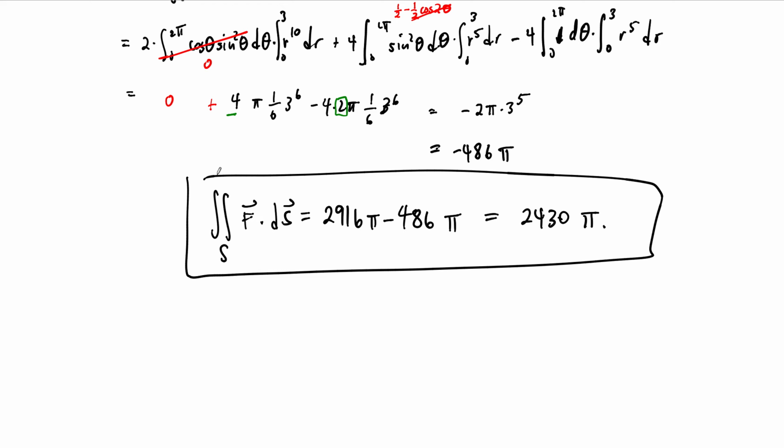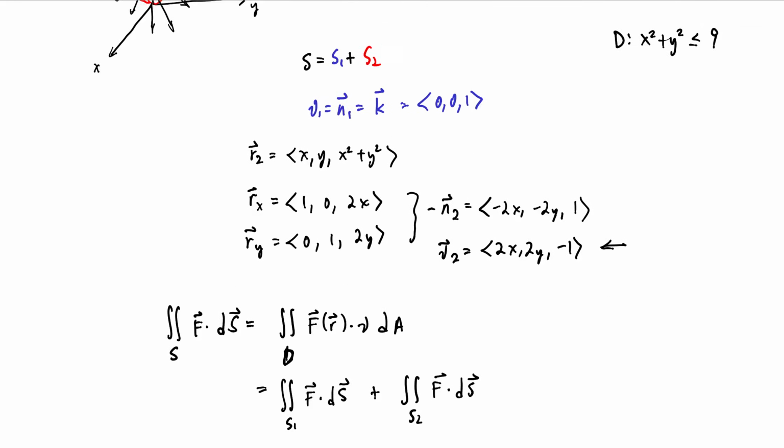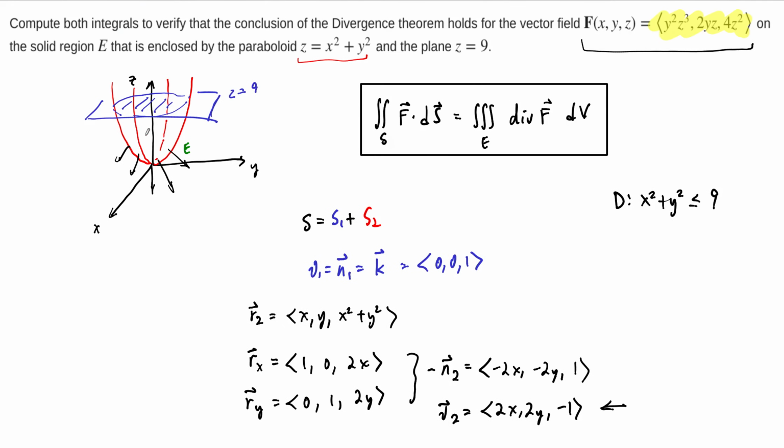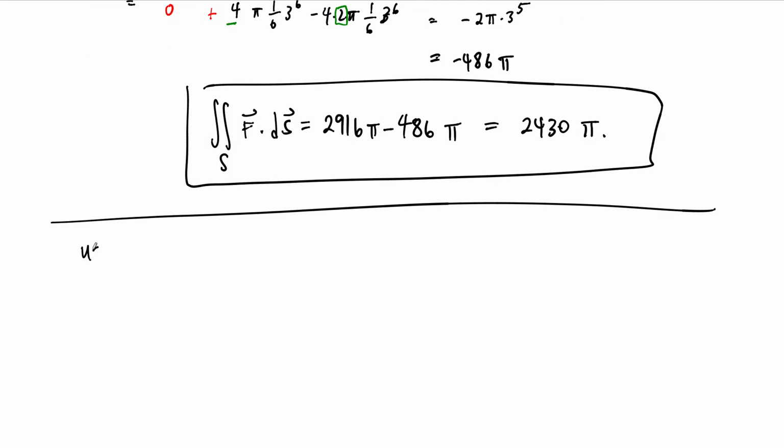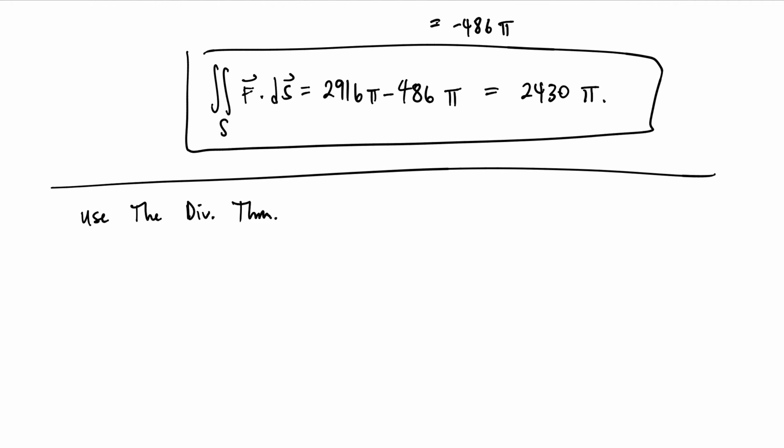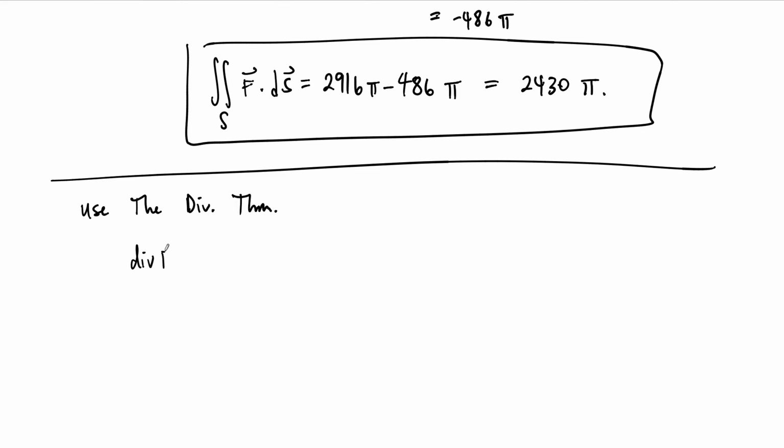Use the divergence theorem. Compute this as a divergence of this vector field over the solid region, and hopefully we get the same answer. So let's check it. So now we want to use the divergence theorem to compute this flux, right? And so the first thing we need to do is compute the divergence of our vector field F.